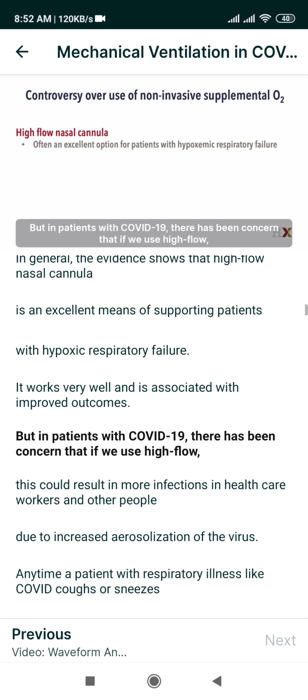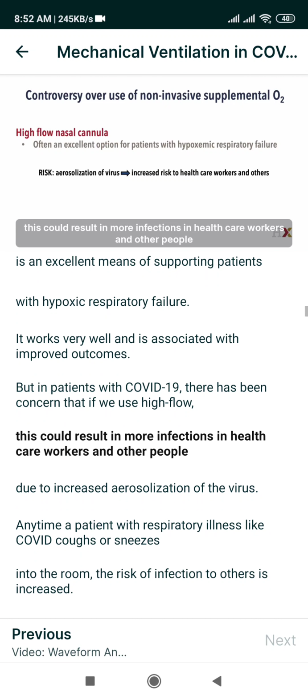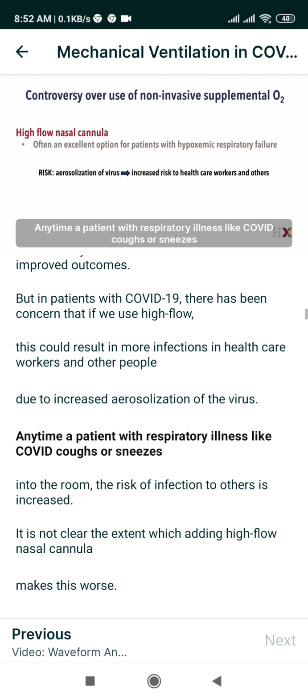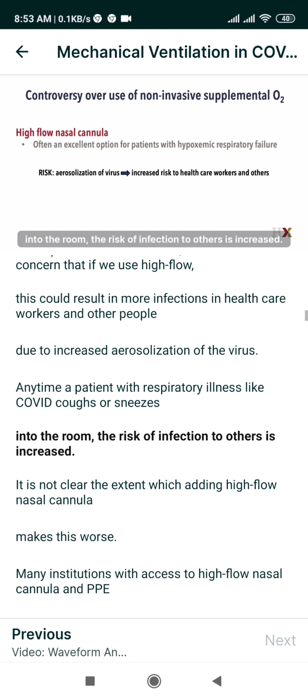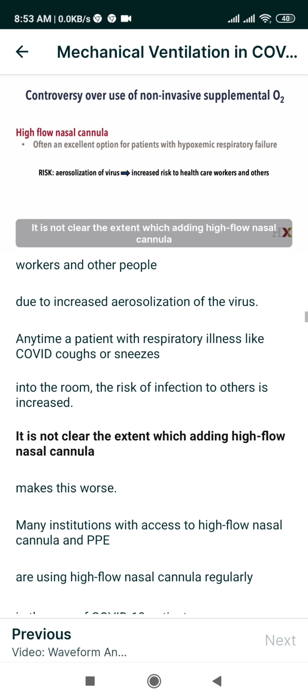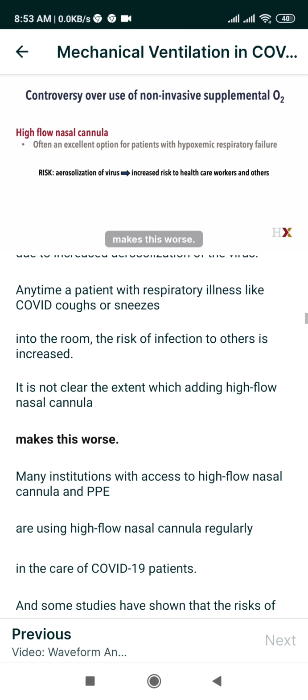But in patients with COVID-19, there has been concern that if we use high flow, this could result in more infections in healthcare workers and other people due to increased aerosolization of the virus. Anytime a patient with respiratory illness like COVID coughs or sneezes into the room, the risk of infection to others is increased. It is not clear to what extent adding high-flow nasal cannula makes this worse.